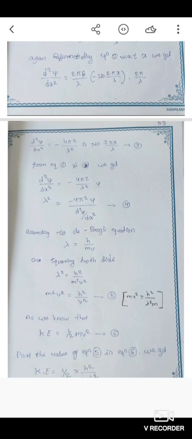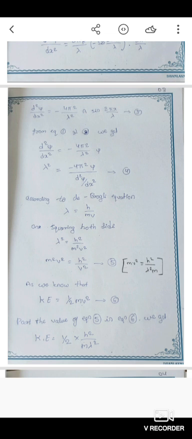From equations 1 and 3, we get d square psi divided by dx square is equal to minus 4 pi square divided by lambda square into psi. So lambda square is equal to minus 4 pi square psi divided by d square psi divided by dx square. This is equation 4. According to de Broglie's equation, lambda is equal to h divided by mv. On squaring both sides, lambda square is equal to h square divided by m square v square.